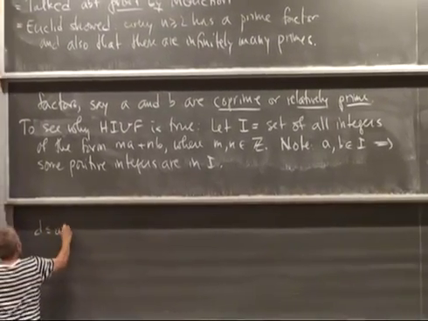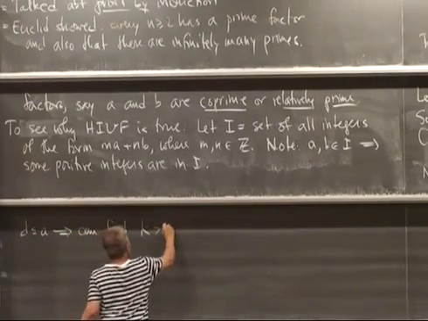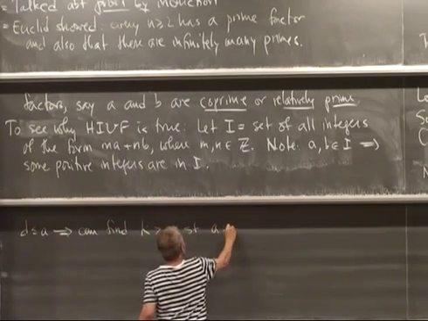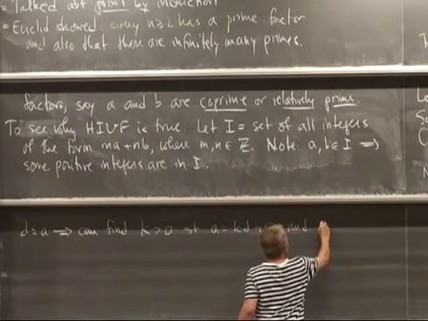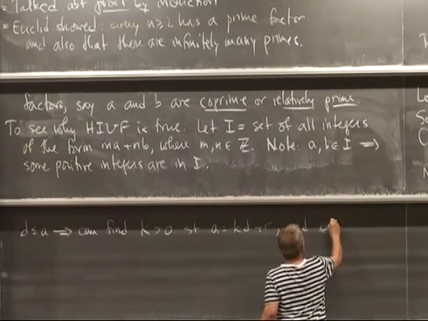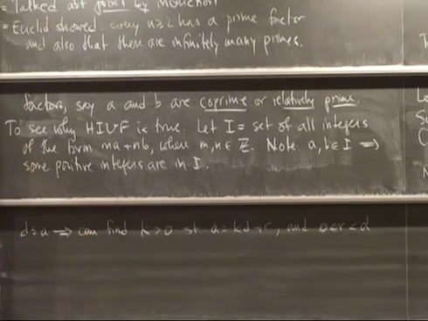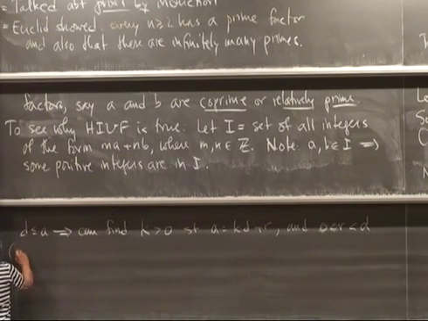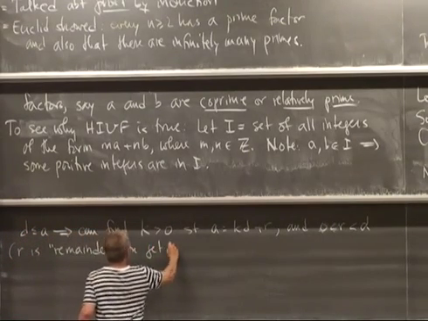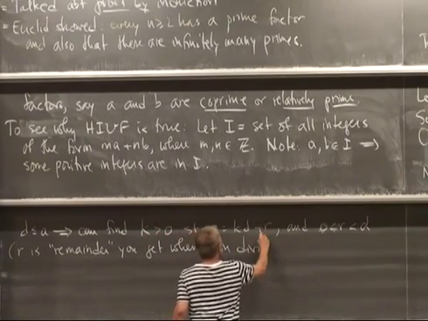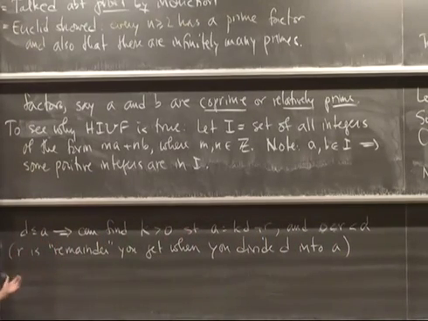So D less than or equal to A implies that you can find, let's call it K bigger than 0, such that A equals KD plus R. And R is bigger than or equal to 0 and less than D. R is the remainder you get when you divide D into A.